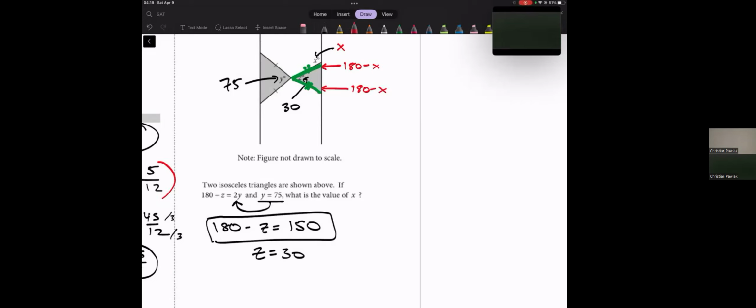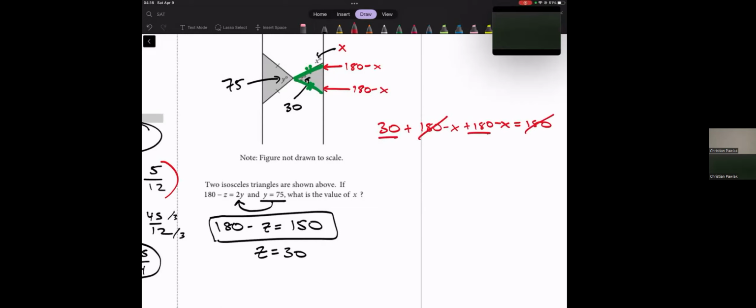So I know that 3 angles of a triangle add up to 180. So I'm going to say 30 plus 180 minus x plus another 180 minus x has to equal 180, because the 3 angles of a triangle always add up to 180. Now, I can automatically see one of the 180s cancel. How nice. What's left? 30 plus 180 is 210 minus 2x is equal to 0.